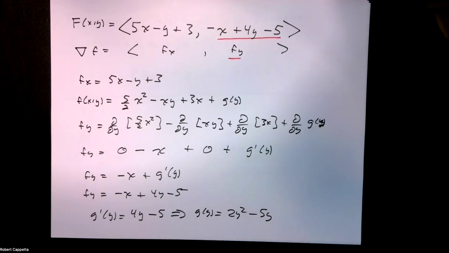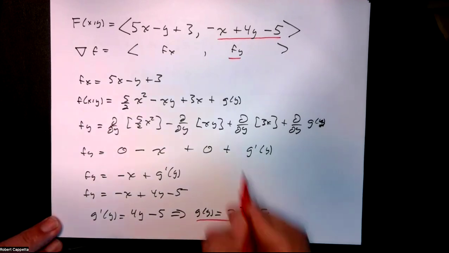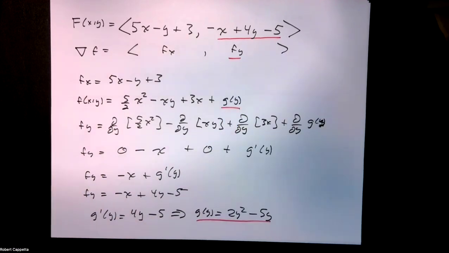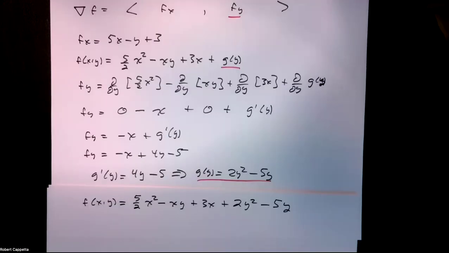But I don't care about this c because I'm looking for a potential function, not all of them. So we're going to go ahead and add this g of y up to this position to get our potential function f of x, y. So there is what we believe our potential function is, but let's go ahead and determine its gradient and see whether or not it matches capital F.